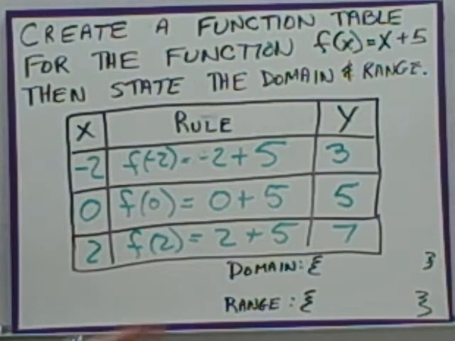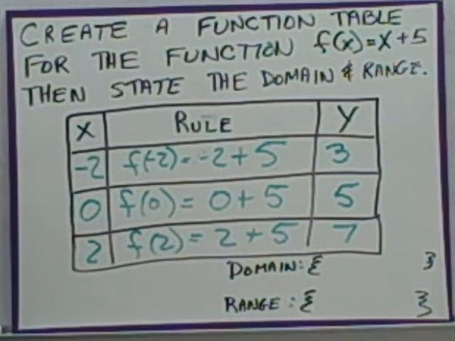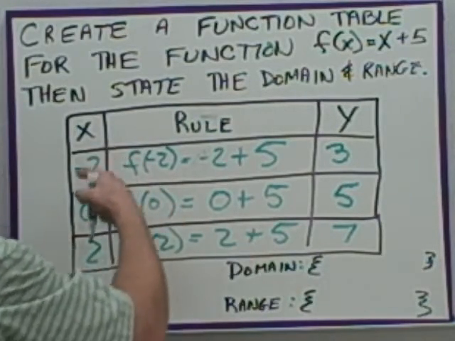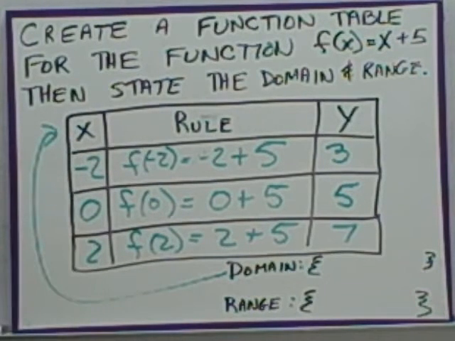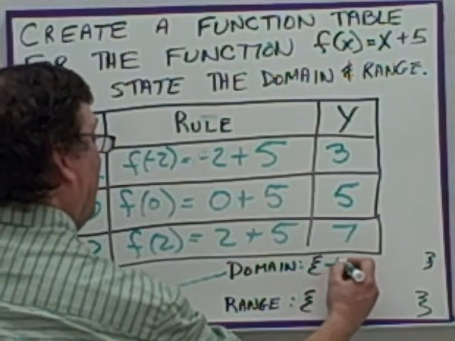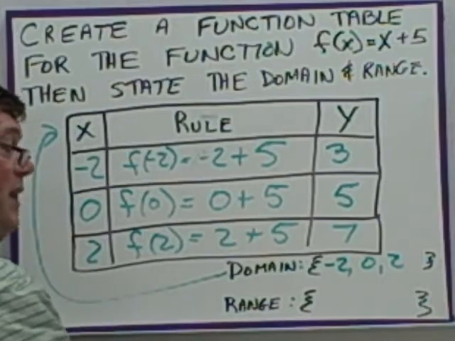Now we're asked to state the domain and range. And remember, when we did domain and range, we have to have those fancy brackets in there. So here we have those fancy brackets, and we're listing all of the domain values, or all the x values. Does that mean I just write an arrow like this? No. We actually have to rewrite these. Negative 2, 0, and 2. That's in order from least to greatest.